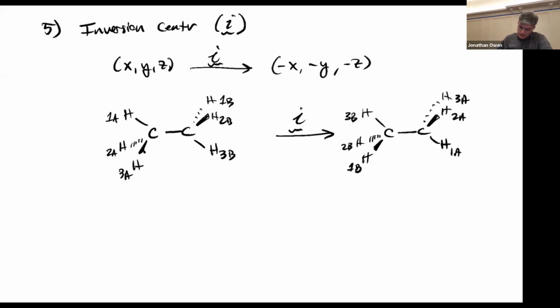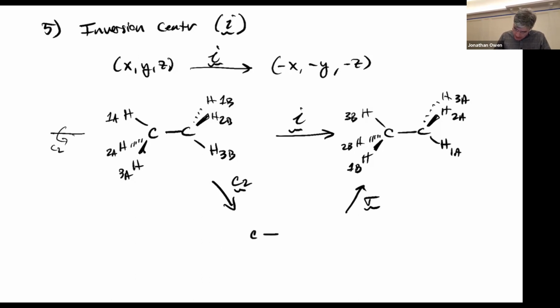Now, it turns out inversion operations are actually the same as doing a C2 followed by a sigma. So let's do a C2. Where is that C2 axis here? The C2 axis is actually going to be right here. Apply a C2 along that direction.